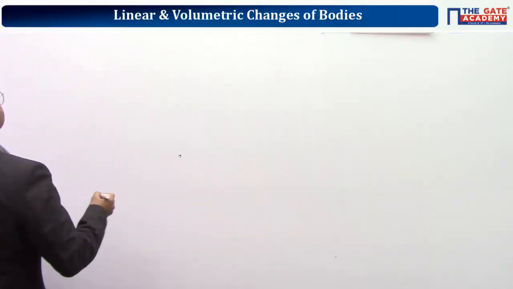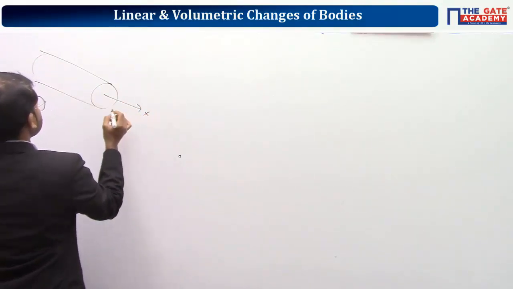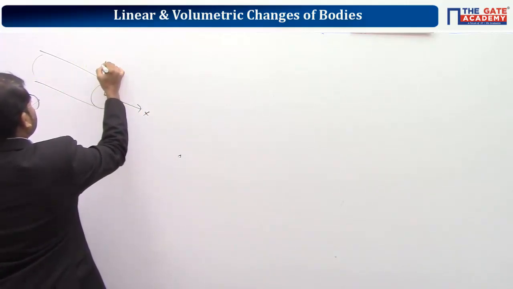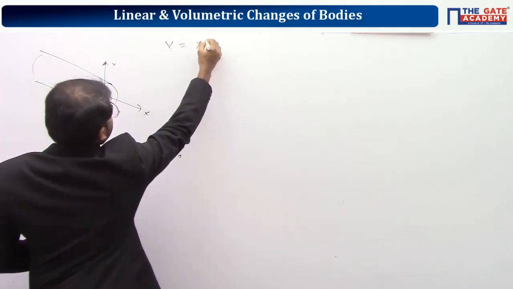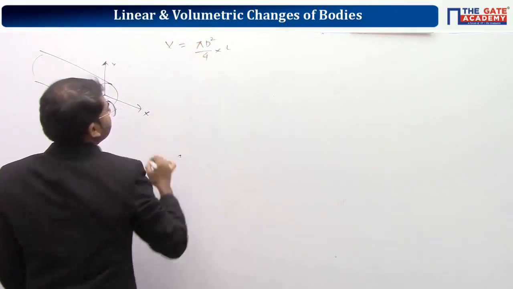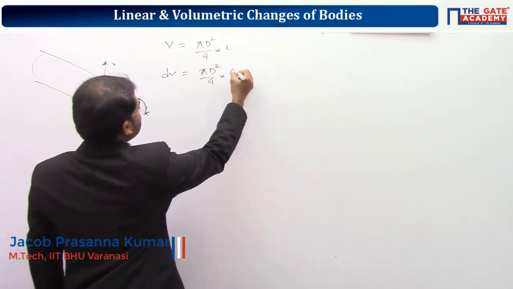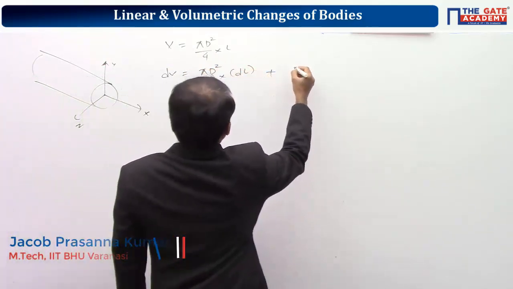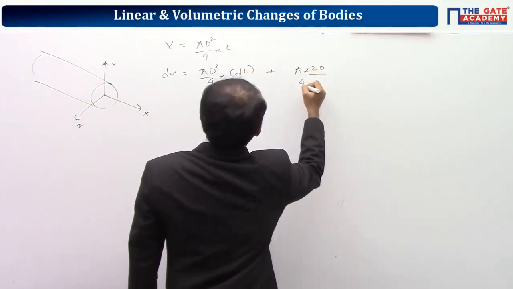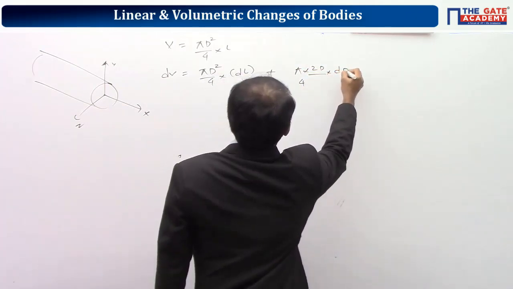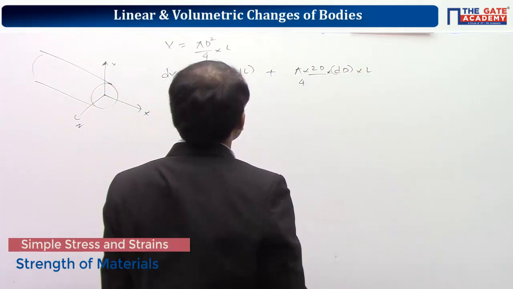So the cylinder: I'm taking the cylinder like this. Length is along the x-axis, one of the diameters is along the y-axis and another diameter is along the z-axis. The volume is pi d square by 4 into length. Let's do the same process. So it becomes pi d square by 4 into dL plus pi into 2d by 4 into dd into L. So pi by 4 into L and 2d into dd.